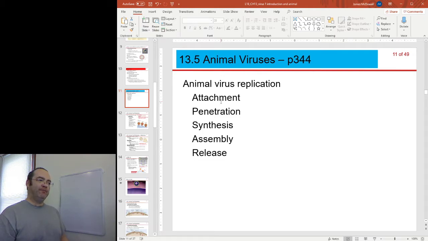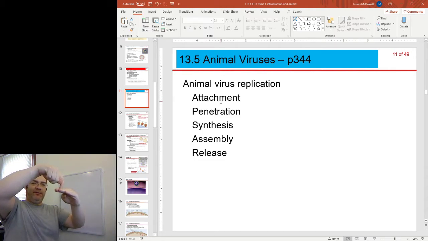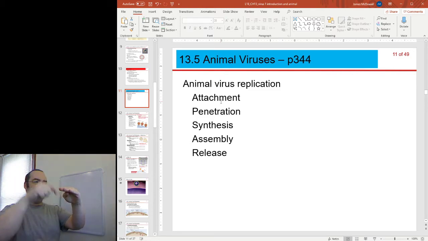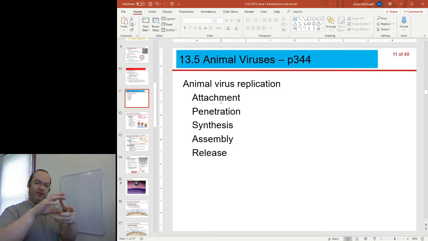The animal virus sticks to the cell. It gets inside the cell, so attachment. Gets inside the cell, penetration. Many times it hijacks the cell's machines and builds pieces of itself. That's the synthesis part. It has to put those pieces together to construct new virus particles, new virions, and then those new virus particles have to escape the cell so that they can go on and infect other cells nearby.